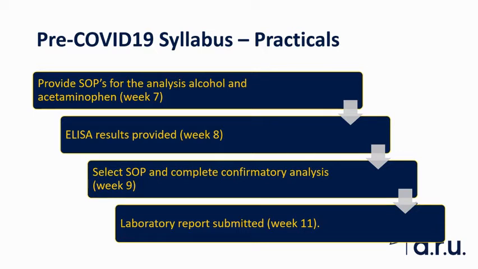And then in week 8, I would give them ELISA results. So it would be a case of your samples have now been screened. Here are the ELISA results. They would have been screened for THC, benzos, opiates, cocaine, etc. And then they had to interpret those ELISA results to determine what confirmatory analysis they were going to do in week 9. And then they would have to submit a laboratory report in week 11 based on the case and what they found.